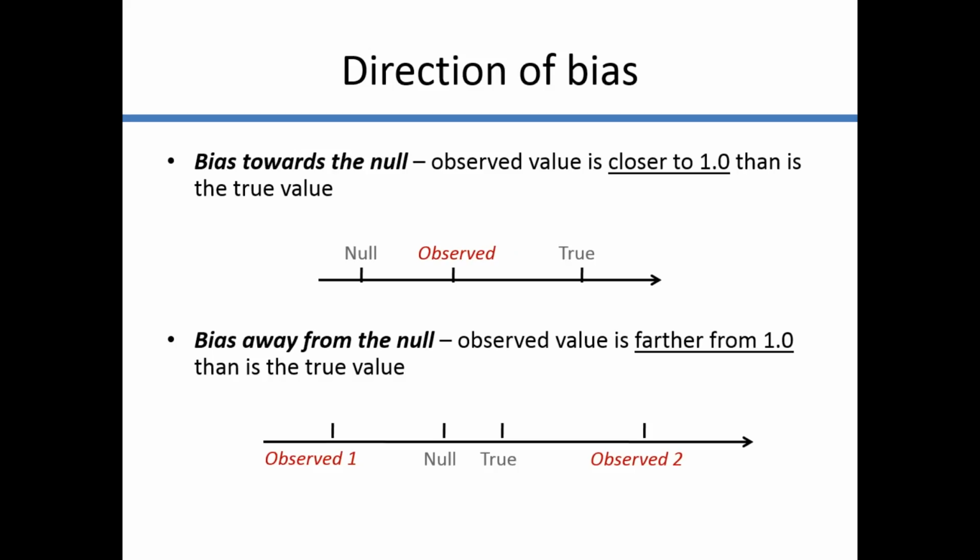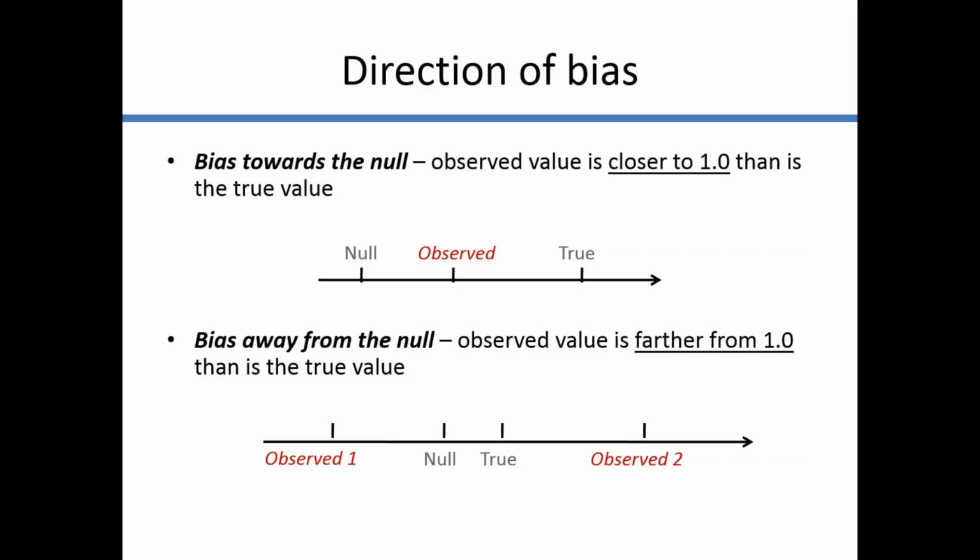The direction of bias. Bias can be toward or away from the null, which is different from saying positive or negative. First, let me say positive or negative. Positive bias: you're taking the true number and you're distorting it higher. That's positive bias. So the truth is 1.2 and you say it's 1.3. That's positive bias.